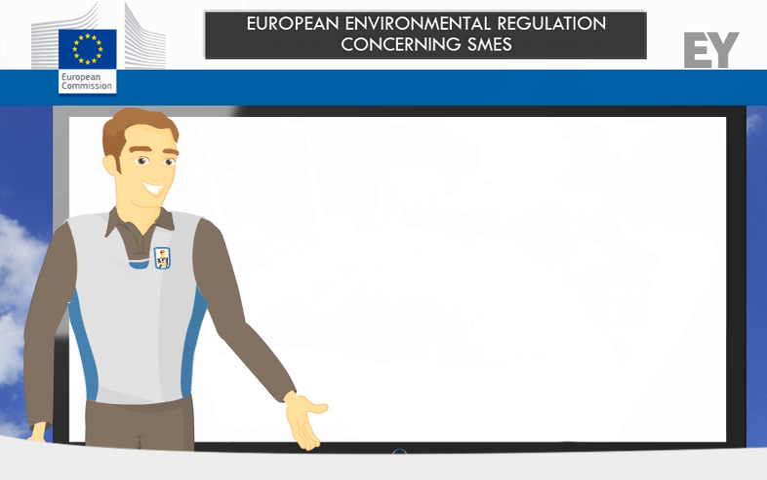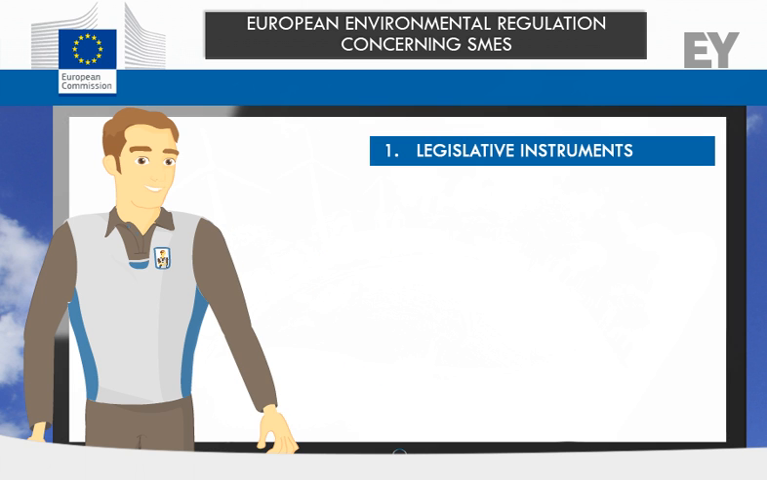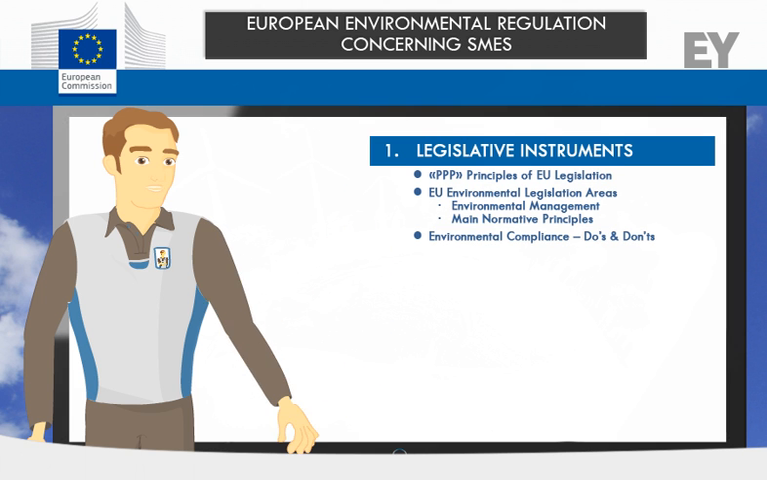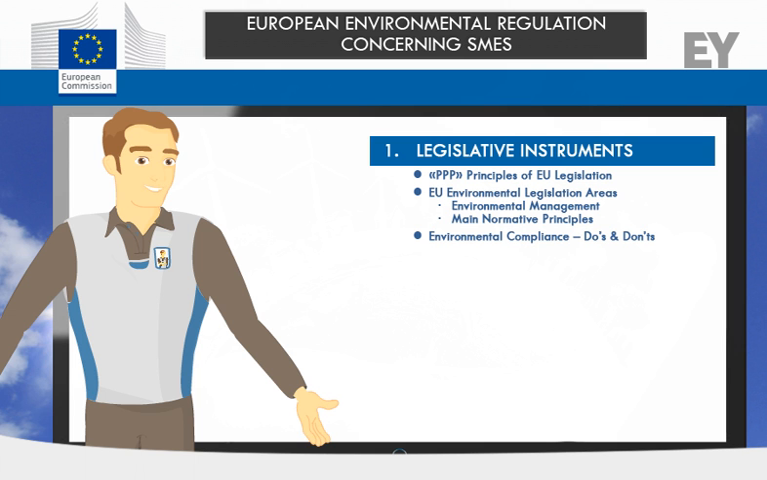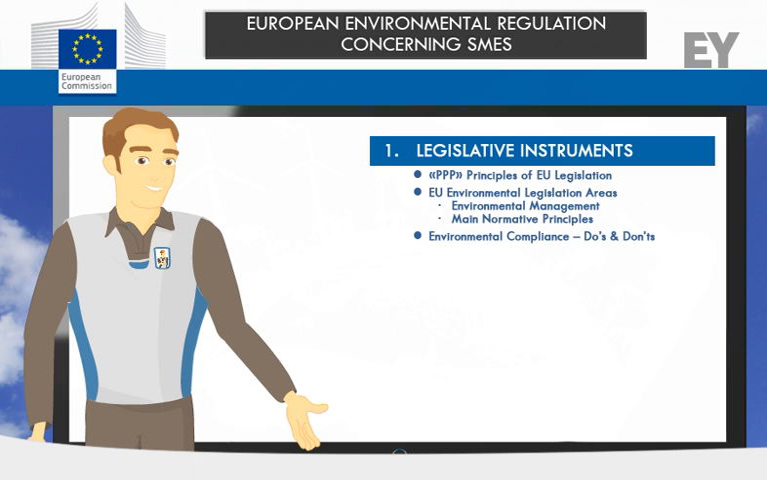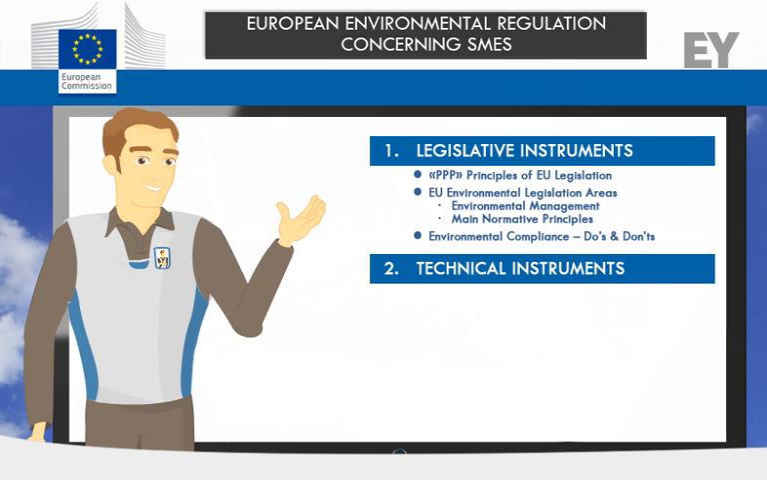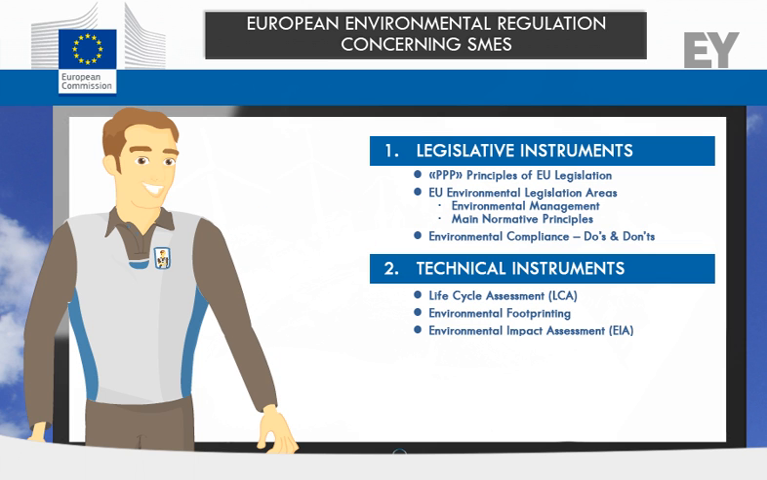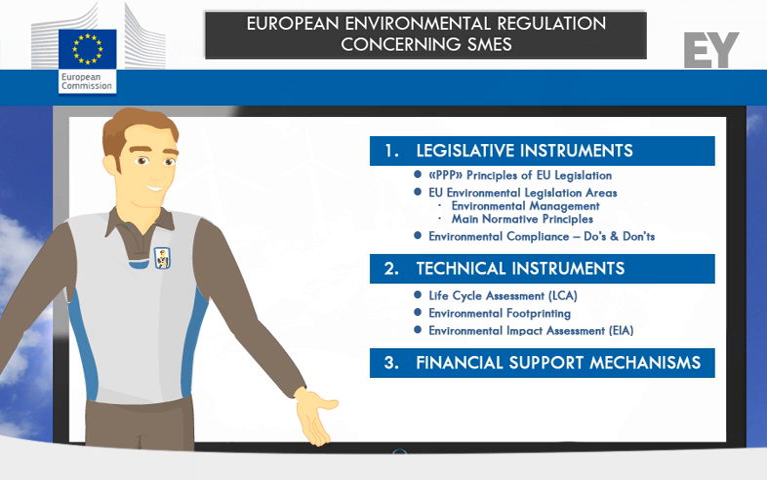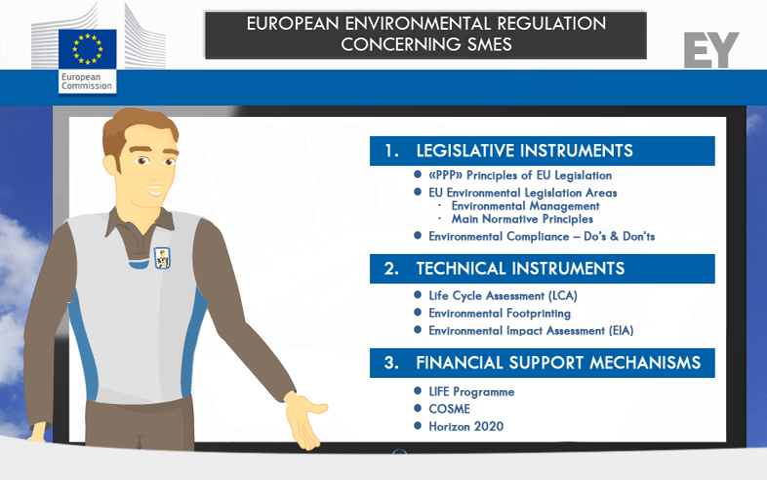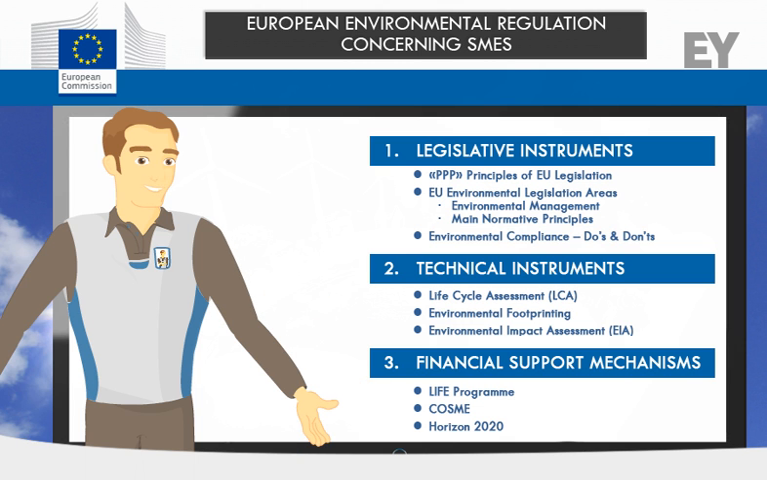EU environmental regulation concerning SMEs is based on the following three pillars. Legislative instruments, such as the directives on energy efficiency, waste management, water policy, and industrial emissions. Technical instruments, such as life cycle assessment, environmental footprinting, and environmental impact assessment. Financial support mechanisms, which include, for example, the LIFE program, COSME, and Horizon 2020. The content of each macro area will be described in the next pages of the present e-learning module.